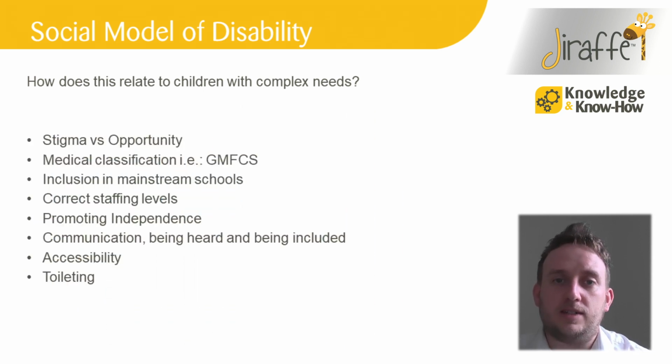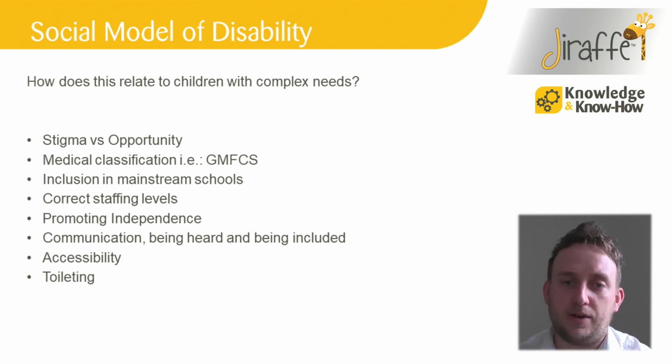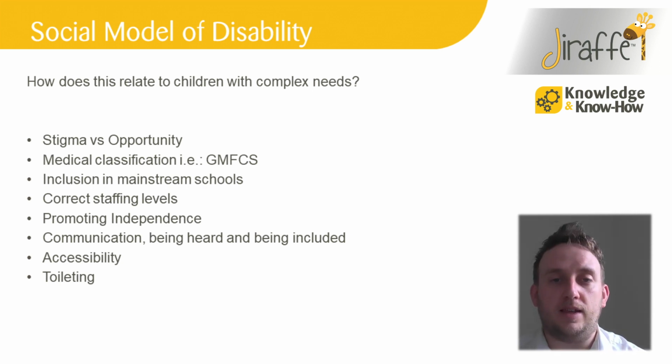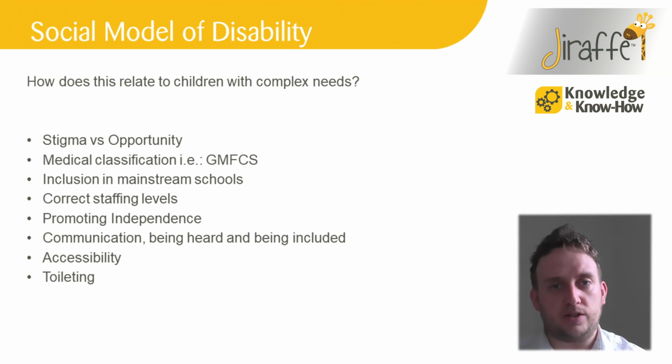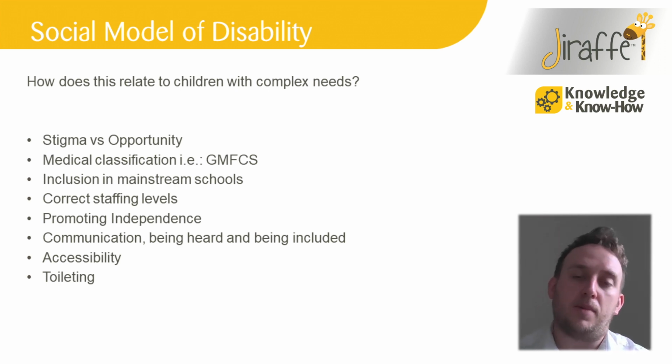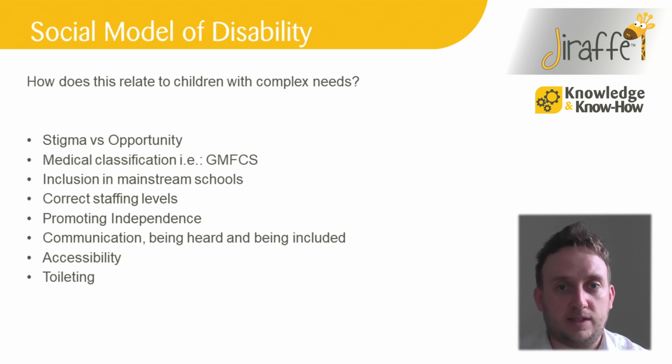So first of all, the idea of stigma versus opportunity. We spoke about the lack of accessibility and the lack of being seen in the public eye. Does that actually limit someone's opportunity to engage? We looked at a study in the last video around playgrounds of how children felt very disconnected from the other children playing because they weren't able to access the same parts of that playground. So if there's a lack of opportunity to engage, how does it affect their development?